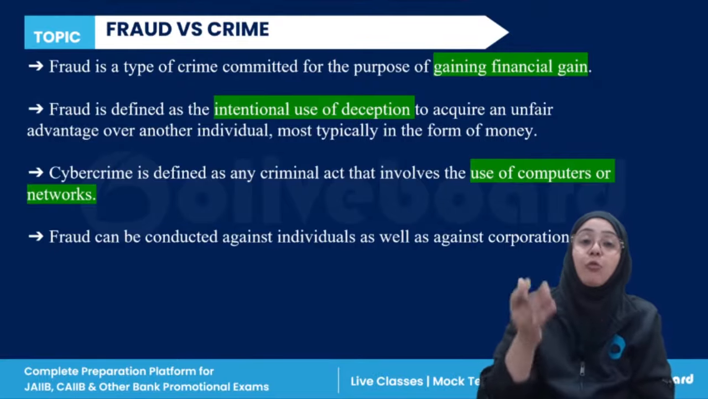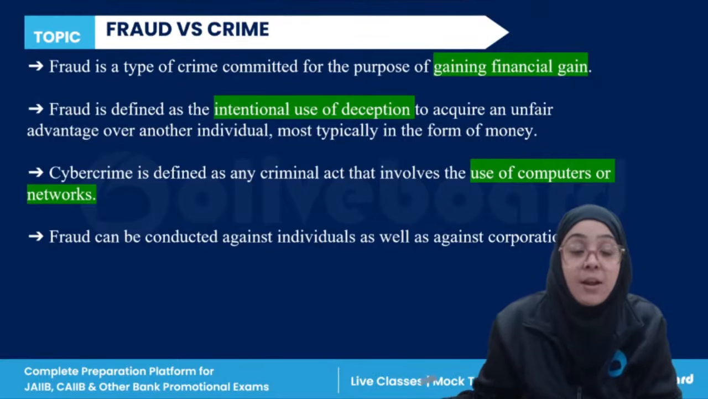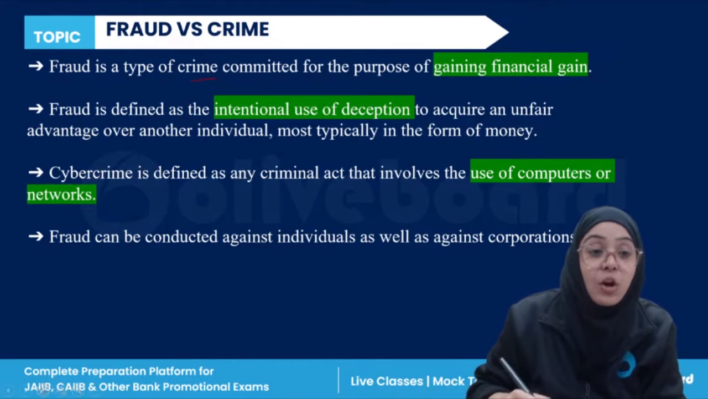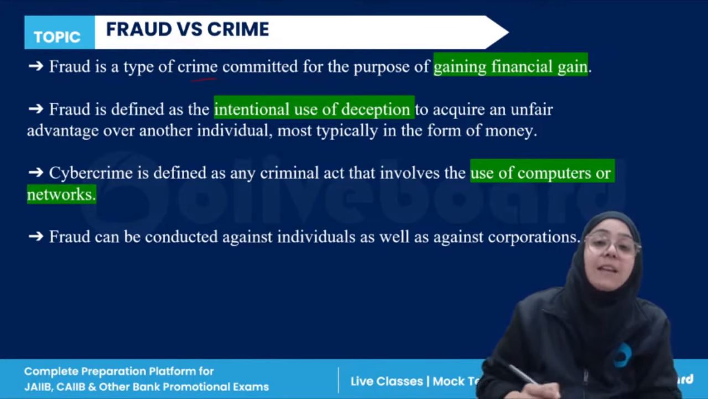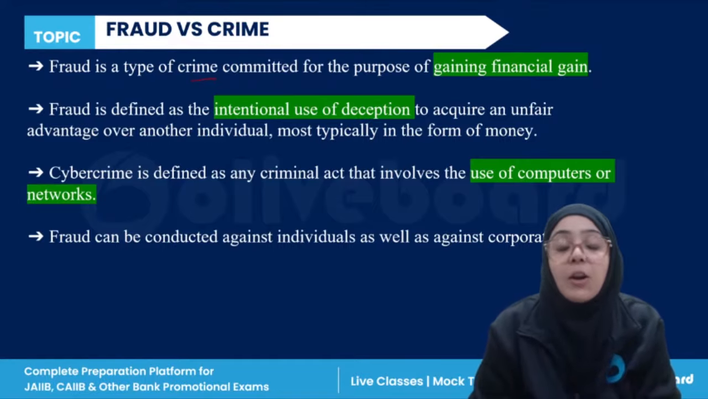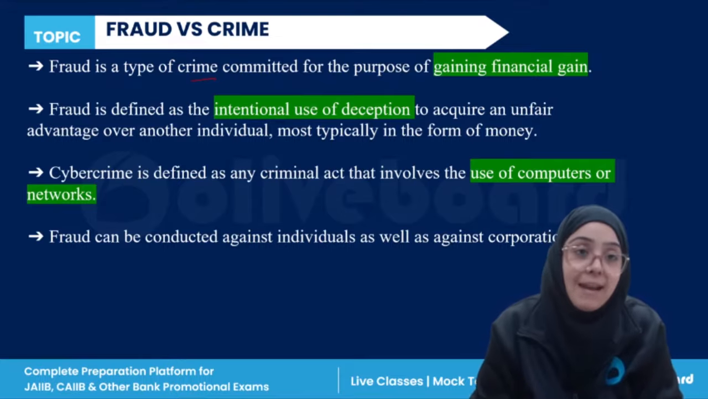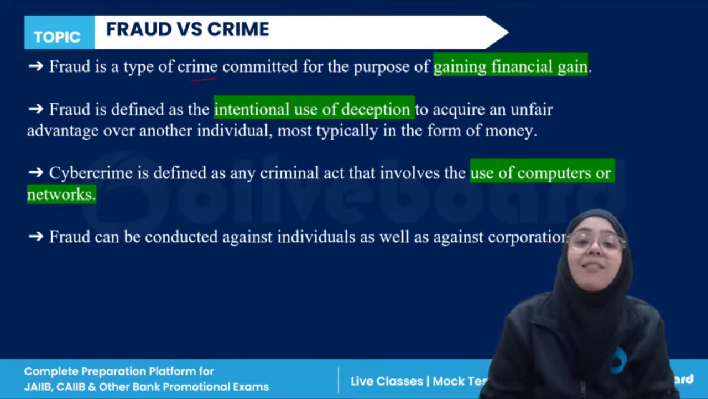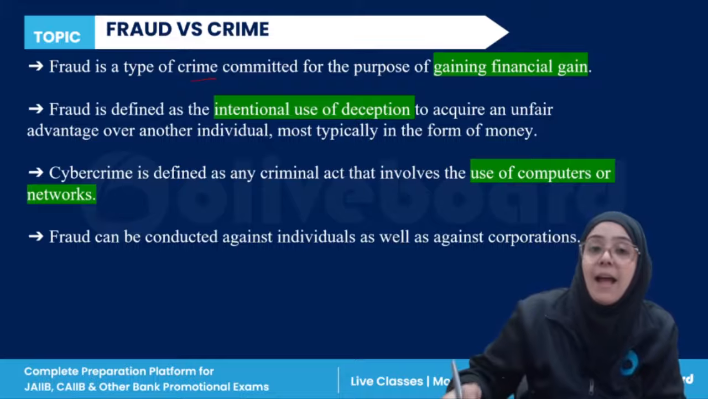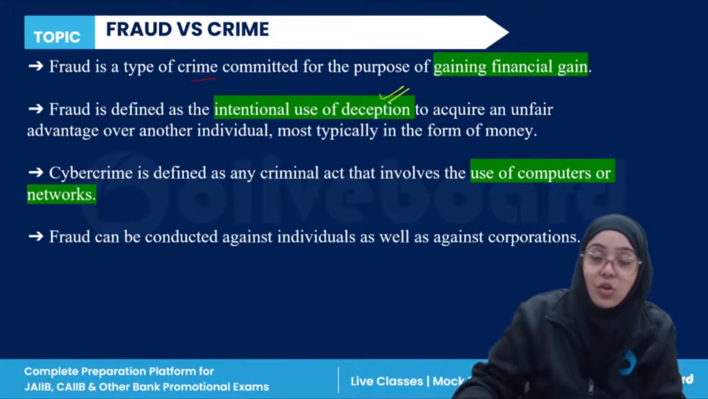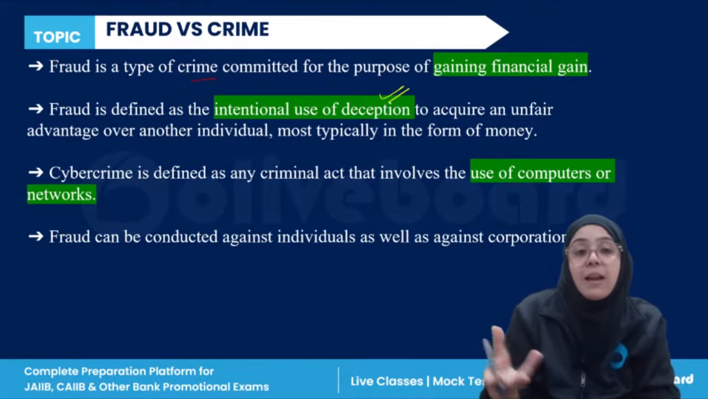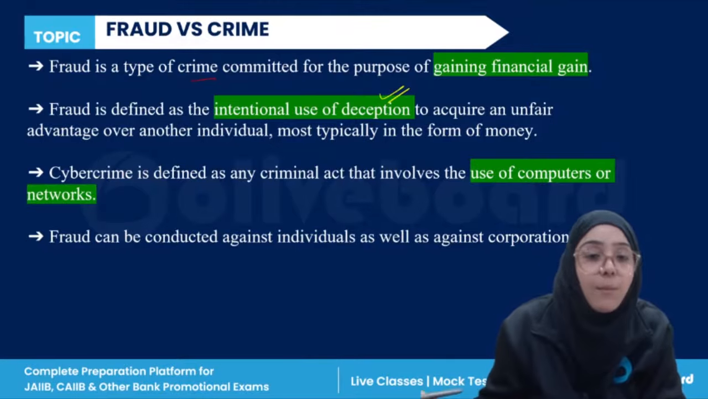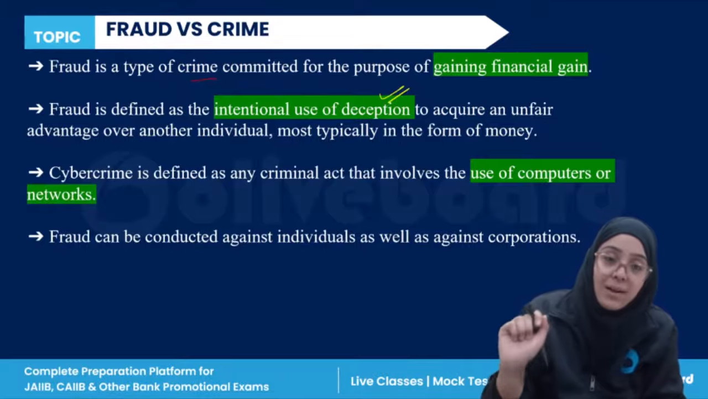The very first thing is fraud versus crime, right? Fraud is a type of crime committed for the purpose of gaining financial gains. So when any crime is committed for the purpose of gaining financial gains, it is known as fraud. Fraud is actually defined as the intentional use of deception to acquire unfair advantage over another individual, and this is most typically in the form of money. Now, what is cybercrime?